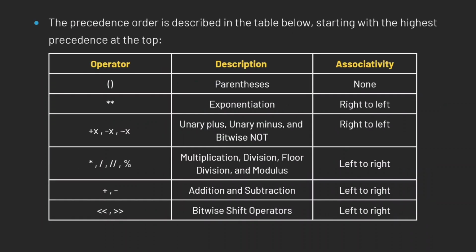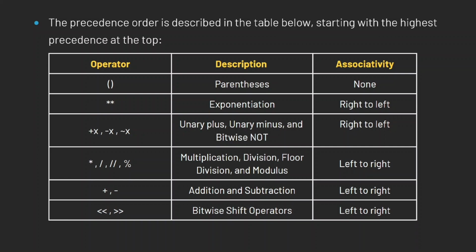Let's break down the precedence of different operators with the help of a table, starting with the higher precedence at the top. First, parentheses. They have the highest precedence, meaning operations inside parentheses are performed first. They have left to right associativity. So, if there are multiple parentheses, they are evaluated from left to right. Next is exponentiation. This operator has the second highest precedence. It raises a number to the power of another and it has right to left associativity, which means if you have multiple exponentiations, they are evaluated from the rightmost operation first.